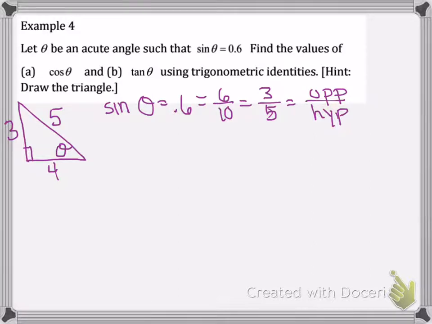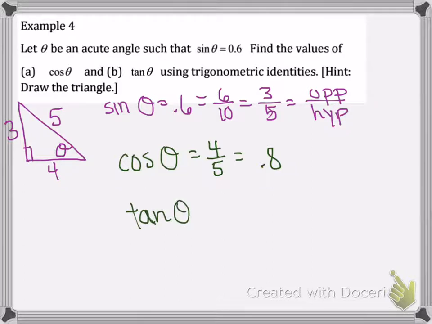So then from there we can just use our trig ratios, that the cosine of theta is adjacent over hypotenuse, which is where the 0.8 comes from, and tangent of theta is opposite over adjacent, which is 0.75.